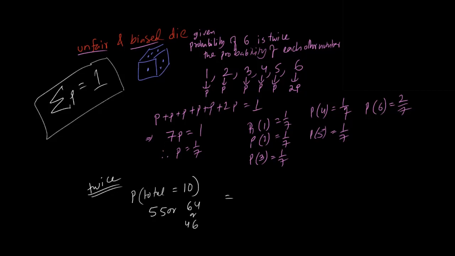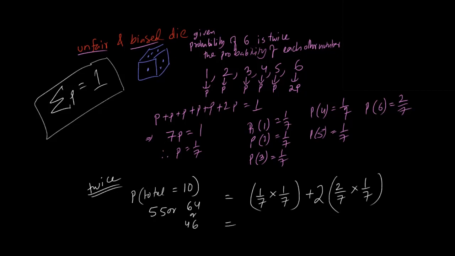Now we can write 5 and 5: the probability of 5 is 1 by 7. It's a bit different because it's now 1 by 7. Or 6 and 4 is 2 by 7 and 4 is 1 by 7. Same thing, 2 permutations, so multiply by 2. Now we can just calculate this probability.